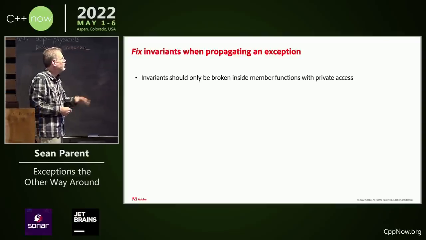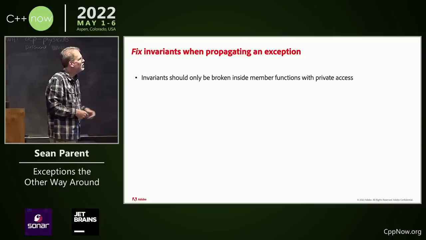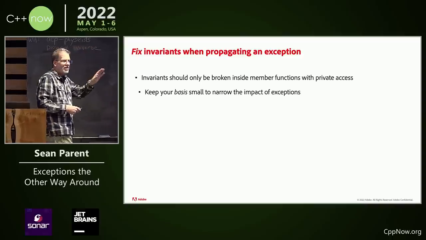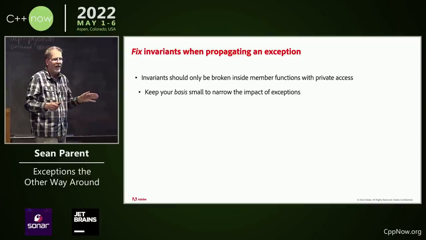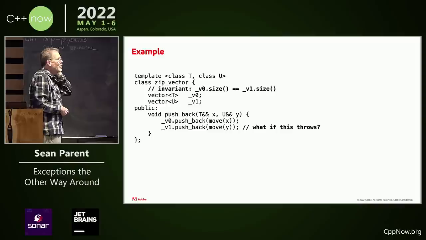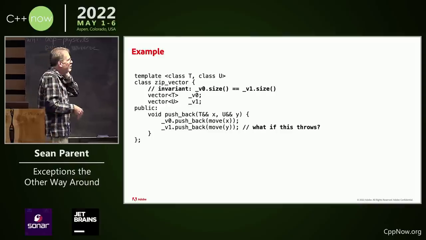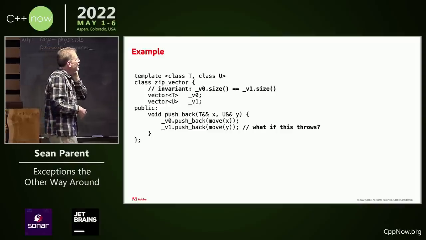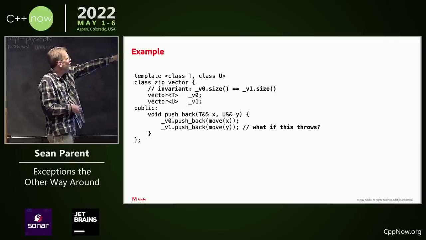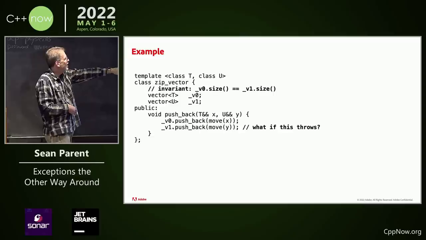So we have to fix invariants when we're propagating an exception. Invariants should only be broken inside member functions with private access. You want to keep your bases small to narrow the impact of exceptions. So here's a little example. This is the zip vector that came up before. We state our invariant. Our invariant is that v0 size is equal to v1 size.